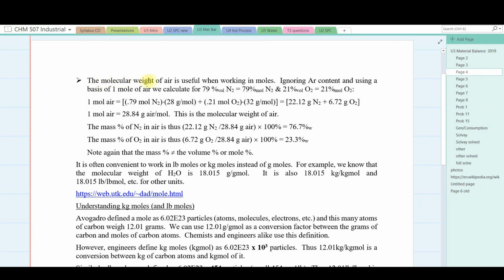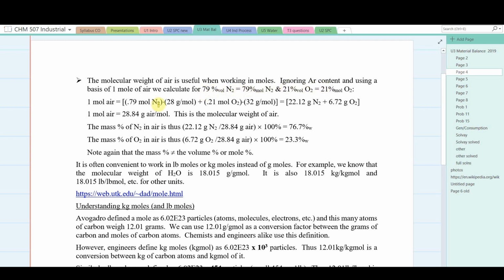The molecular weight of air is useful when working in moles. So ignoring the argon content, using a basis of 1 mole of air, we can say that 79 volume percent nitrogen is the same as 79 mole percent nitrogen, and 21 volume percent oxygen is the same as 21 mole percent oxygen. That's the composition of air in volume percent and in mole percent.